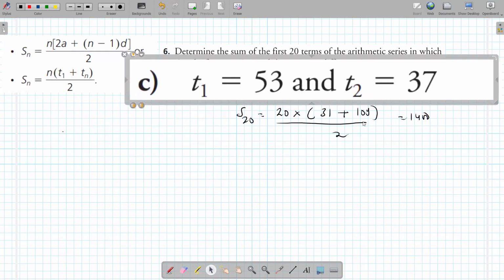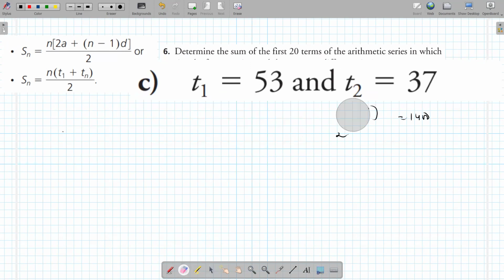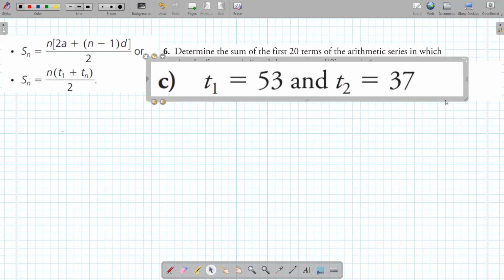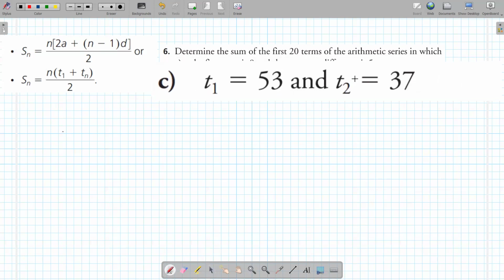What about this one? Can you use the second one? No, you don't, because for the second one, you would need T20. Here we only have T2. So you can't use the second one. So for part C, you need to find the D value and use the first one.